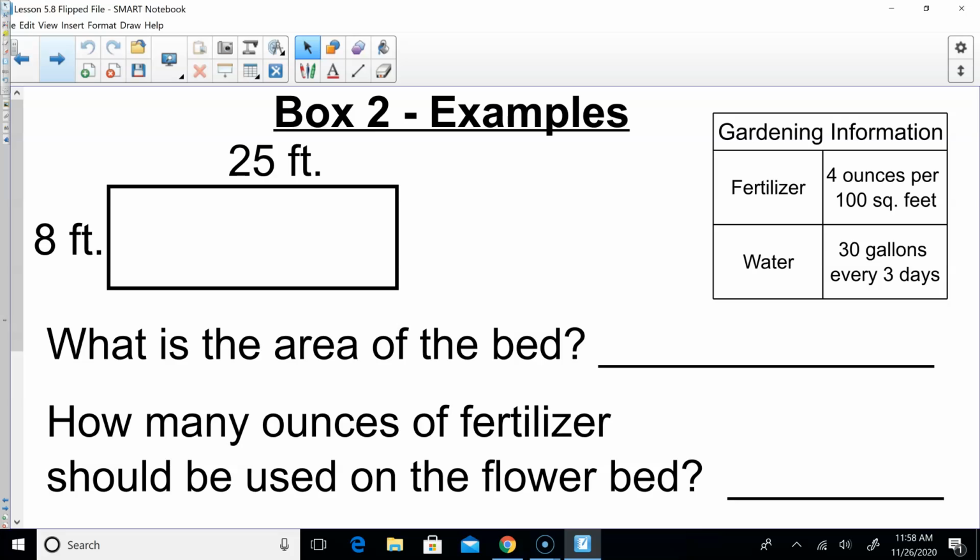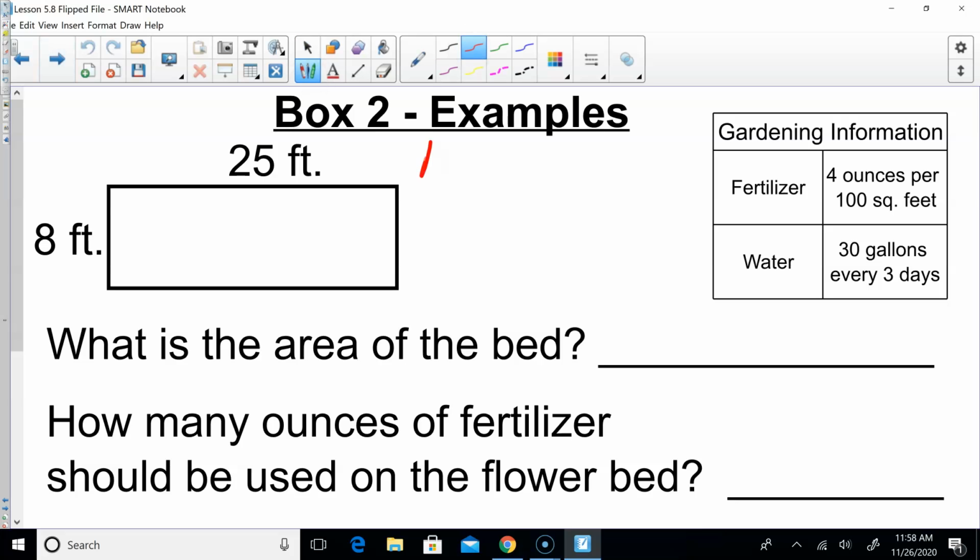So box 2 examples. So it says, what is the area of the bed, and then how many ounces of fertilizer should be used on the flower bed? So kind of some information. They have a little chart here. Fertilizer, 4 ounces per 100 square feet. And 30 gallons every 3 days. So they want to know, first off, what is the area of the bed?